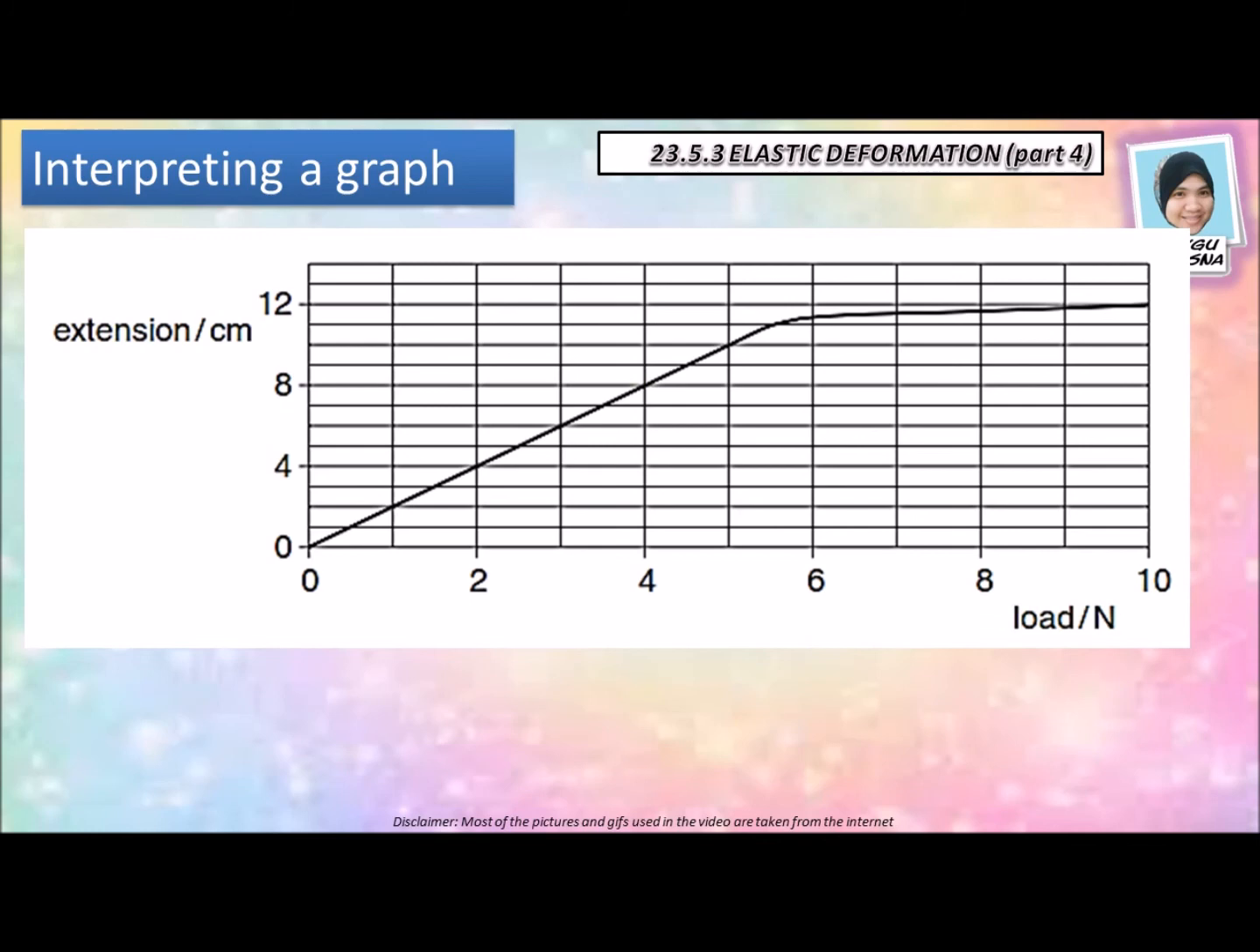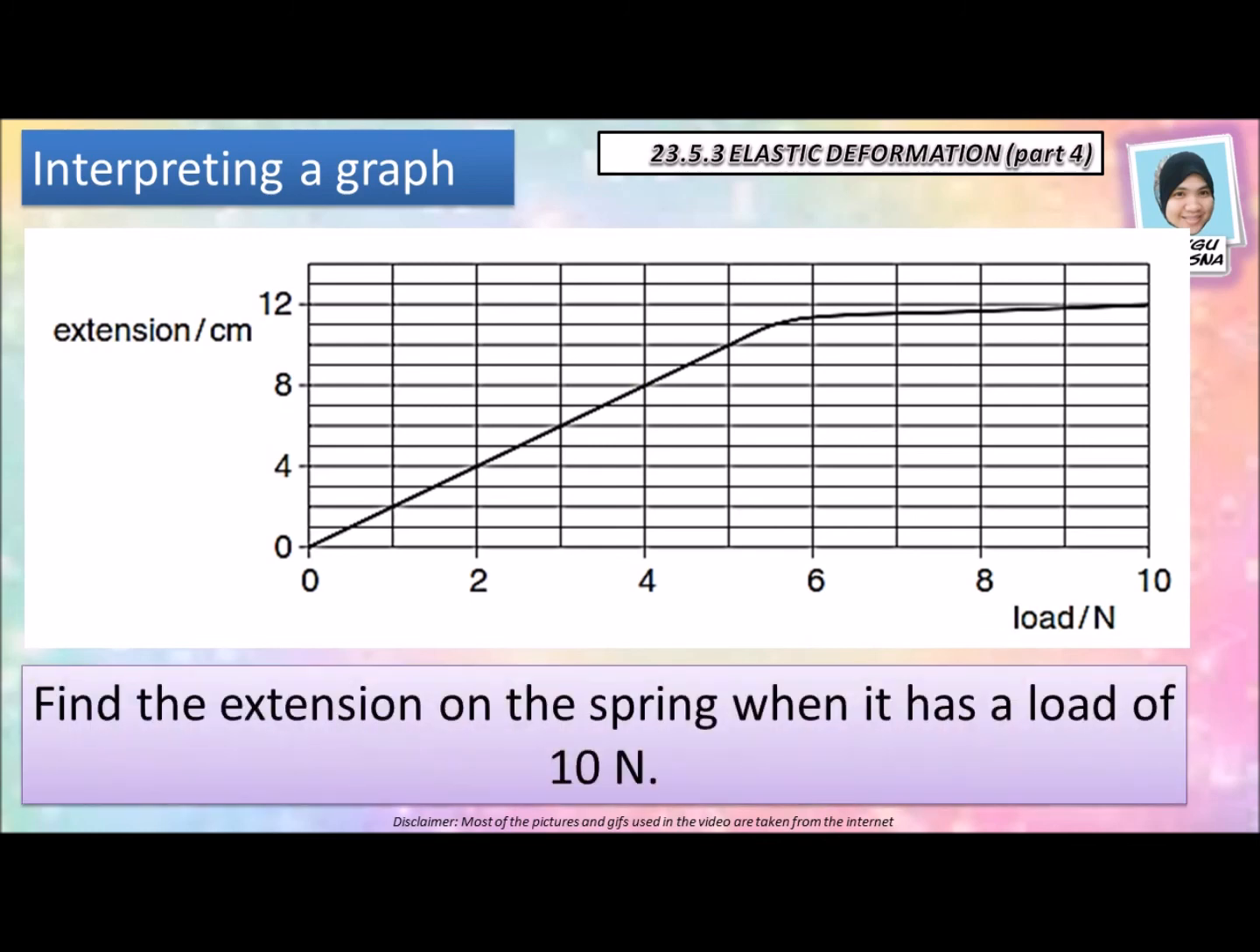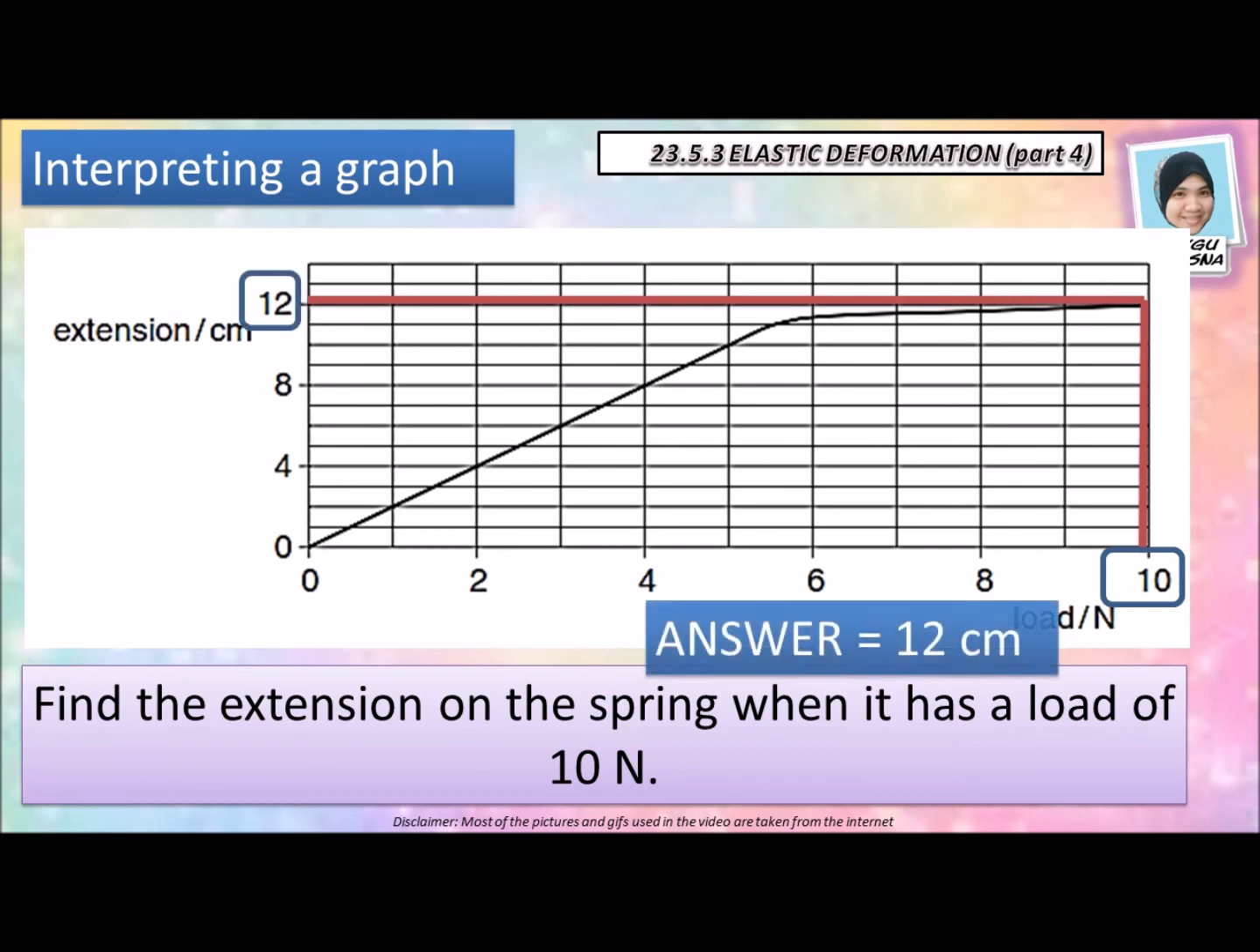Let's try another example. Find the extension on the spring when it has a load of 10 Newton. So 10 Newton is here. So the extension is 12. So the answer is 12 cm.